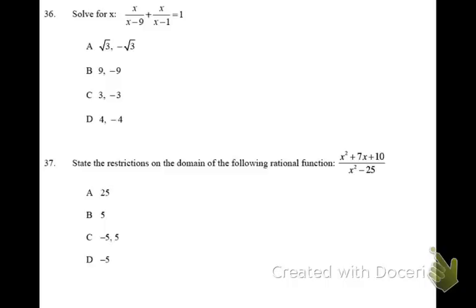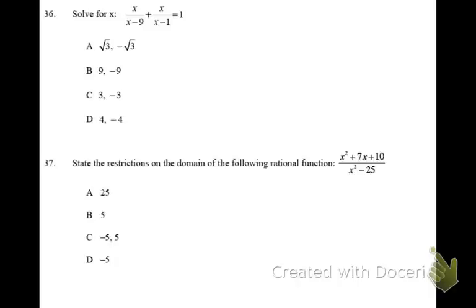36 is a good one to test out your answer choices with the calculator. So for instance, you take each of your answer choices and plug them in for x. So take root 3, plug it in for x, take negative root 3, plug it in for x, and see if it equals 1. Same thing with all of your other answer choices. So take 9, plug it in for x, negative 9, plug it in for x, see if it equals 1. I think that would actually be faster than solving it by hand, but I'll go ahead and solve by hand.